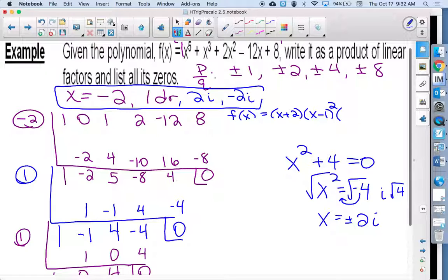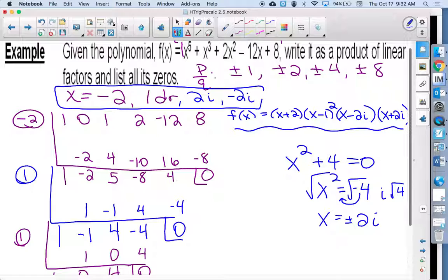And then I have a 2i, so just plugging that in with an x gives me x minus 2i. And then my negative 2i as a factor would be x plus 2i. So linear factors means each power inside of the parentheses is just an x. So if I look inside those parentheses, it should have mx plus b. Questions?